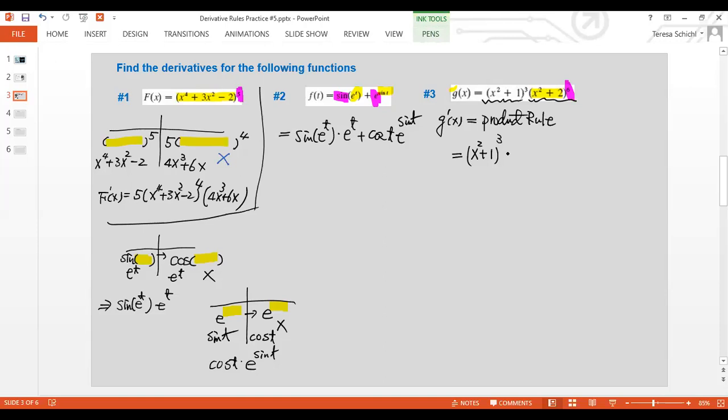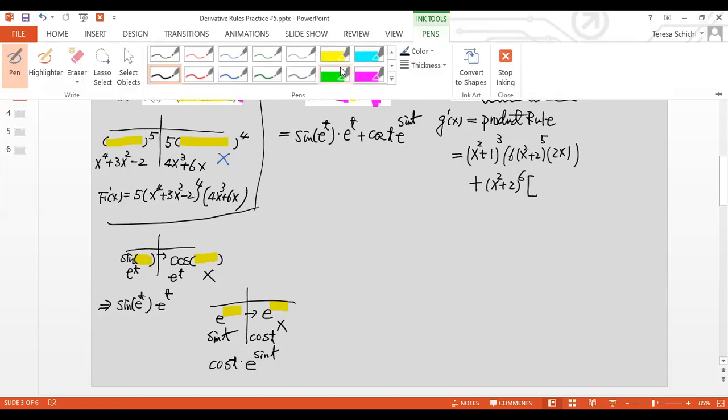We know how to apply the power rule, so instead of making a table every time, this will be 6 times x squared plus 2 to the 5th power, right? Then take the derivative inside, so it's 2x. Okay, and then you plus, hold the second term, so it's x squared plus 2 to the 6th power, right? And then you take the derivative of the first term.